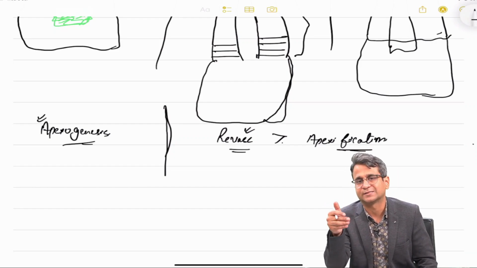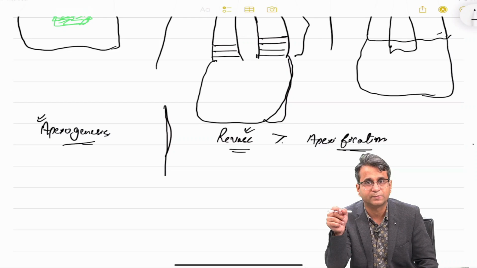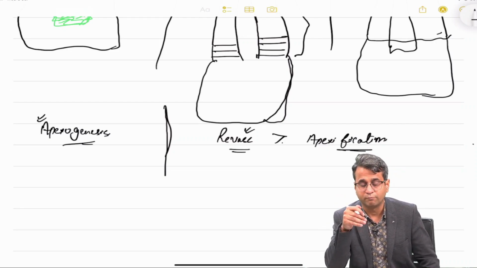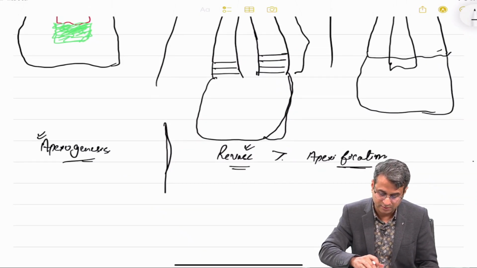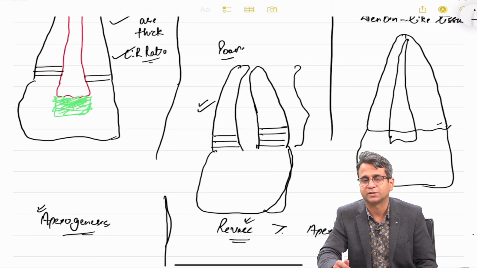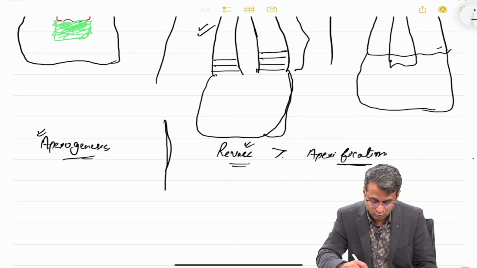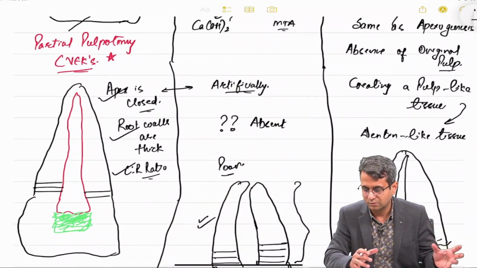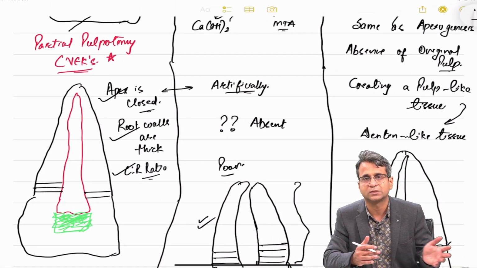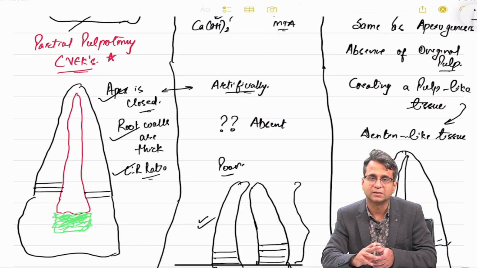Apexification will be the last resort. Okay, but in apexification also, remember, MTA apexification is better than the calcium hydroxide apexification, and MTA apexification is very good. In the majority of clinical scenarios, like the clinical scenario I have told you, MTA apexification will give you a very good result. Okay, so I hope that the basic things about what is a pulpotomy and apexogenesis, what is apexification, and what is a revascularization comparison are clear to you people.